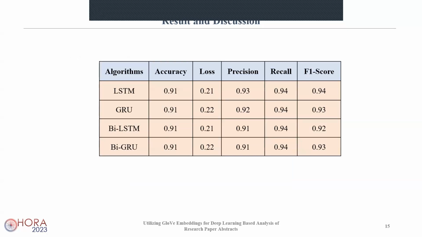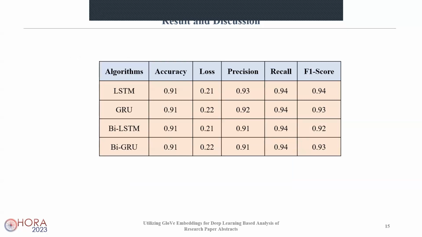Performance metrics of different RNN architectures were evaluated, including accuracy, loss, precision, recall, and F1 score. Overall, all architectures perform similarly well with an accuracy of 0.91. LSTM and BiLSTM achieved the highest precision scores between 0.93 and 0.91.